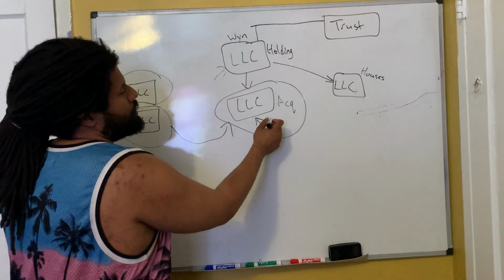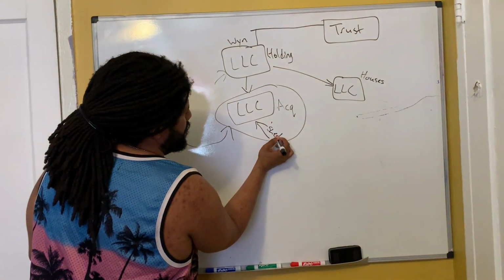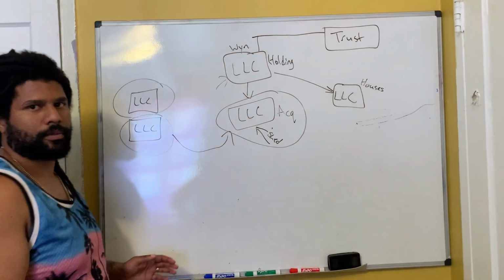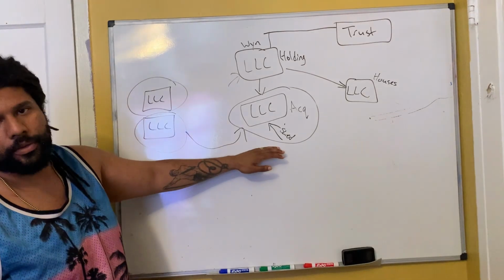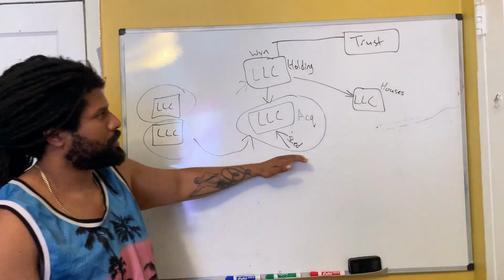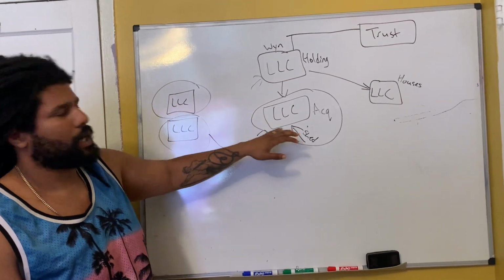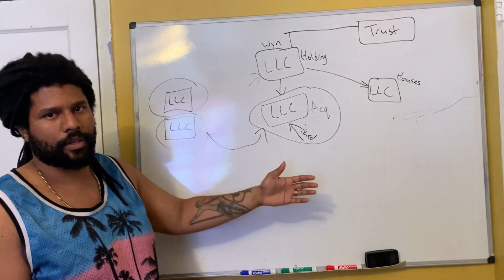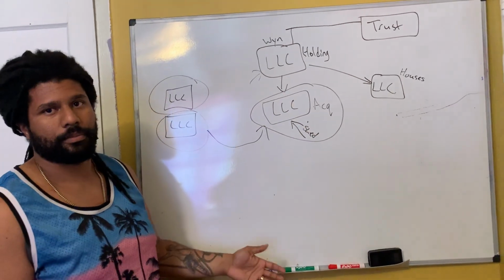So this LLC doesn't own the houses. So you get sued, and this LLC has no money because the money will end up going to the holding company. No houses, no properties, no assets because that's going to a different company. So now when this company gets sued, it has no assets, no anything. So you can't really get sued for much in this scenario.